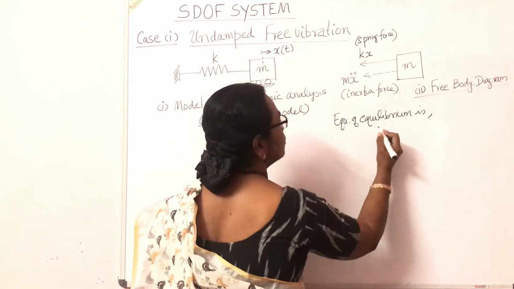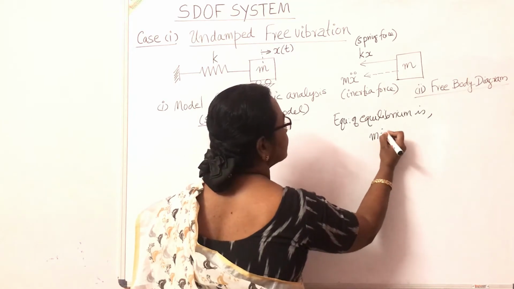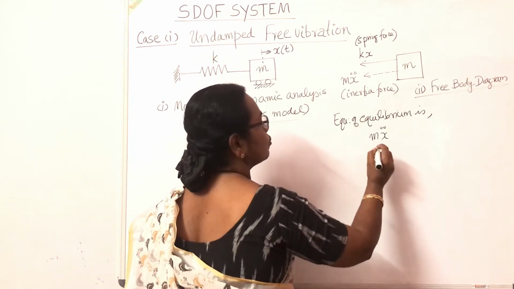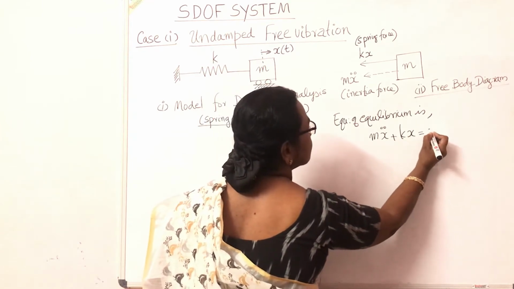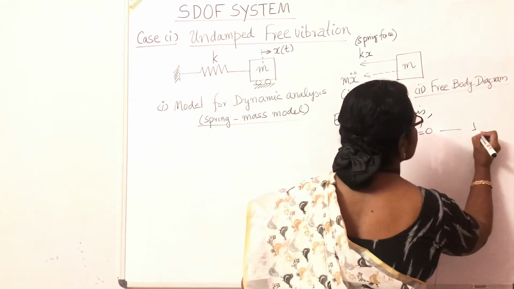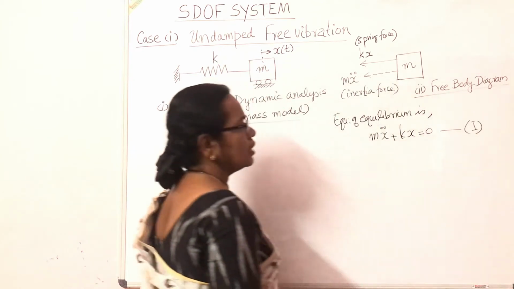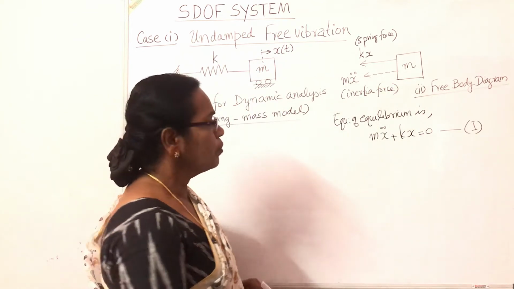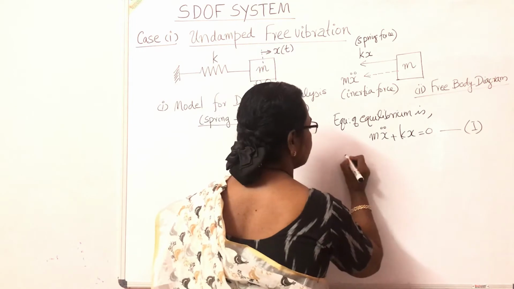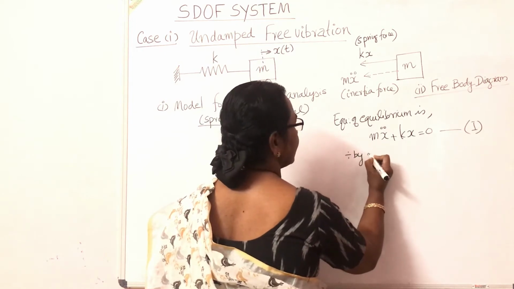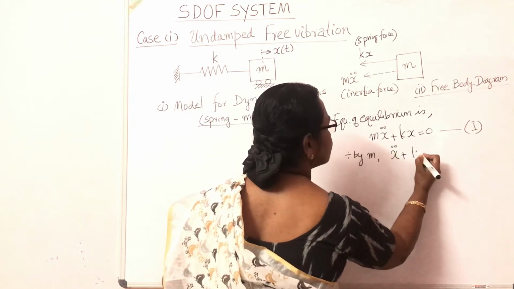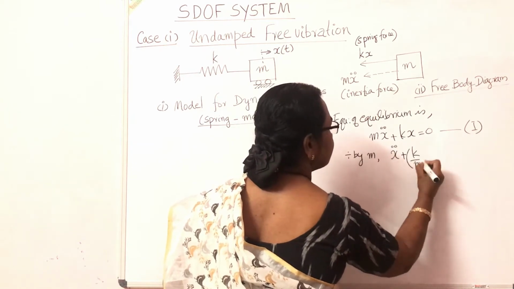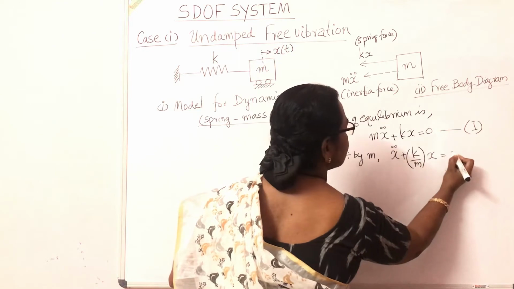looking into this figure, sigma Fx equal to 0, x direction, when we take the horizontal equilibrium, m x double dot plus kx is equal to 0. This is the equation of equilibrium. Now we make a change. Let me divide it throughout by m, so that it will become x double dot plus k by m x is equal to 0.